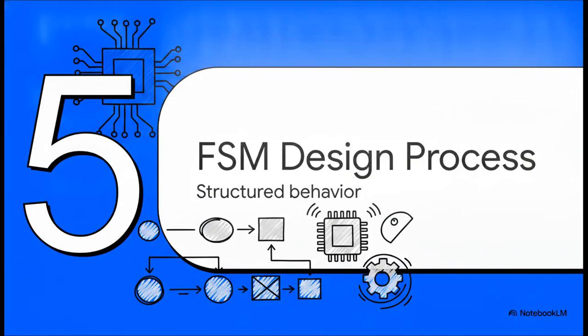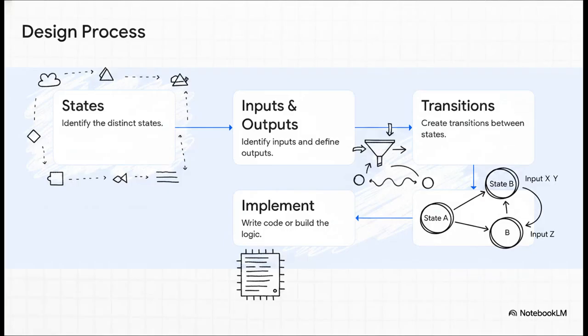Let's jump to part 5, the FSM design process, how we actually build structured behavior in engineering. So how do engineers actually go about building these? Well, it's a pretty rigorous 6-step methodology used across the industry. First, they map out the distinct states, figure out the inputs, and define the outputs. Then they wire all of that together by creating the transitions.